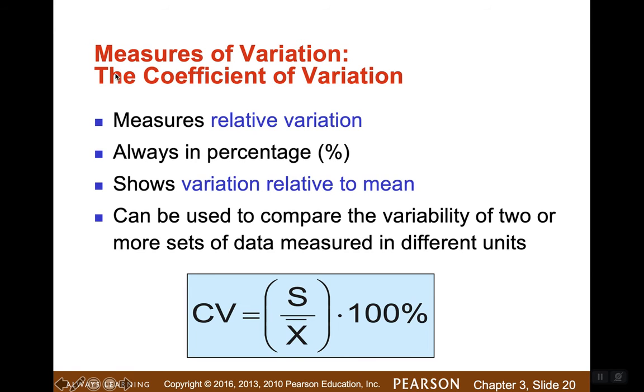So a couple more things around measures of variation. Let's talk about the coefficient of variation. It's another measure of variation. In this case, though, it gives us what we call relative variation, which is a percentage. It shows us variation relative to the mean. Where this comes in handy is that if we calculate this relative variation, we can use it to compare the variability of two sets of data.